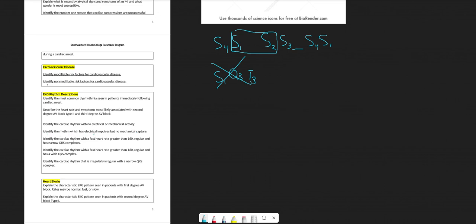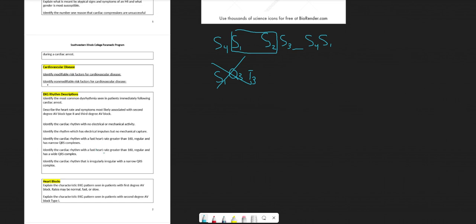Identify the rhythm which has electrical impulses but no mechanical capture. So this could be pulseless VTAC or PEA. Identify the cardiac rhythm with a fast heart rate greater than 160, regular, and has narrow QRS complexes. This is going to be SVT. Keywords being regular and narrow and greater than 160.